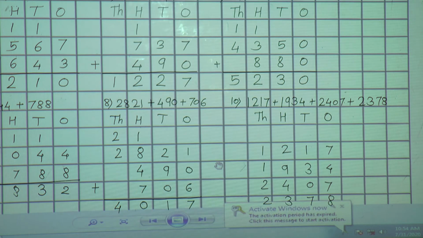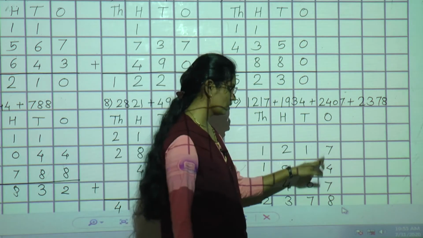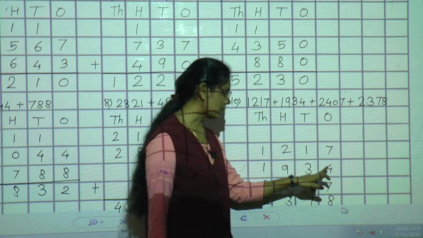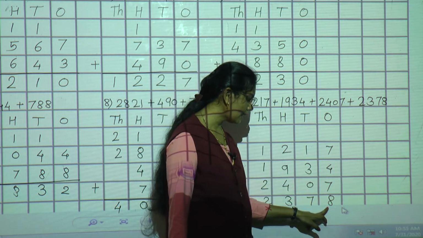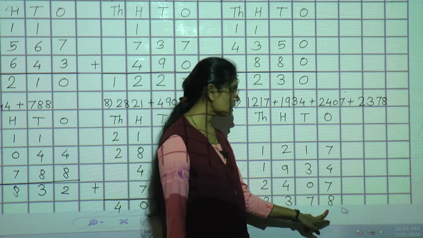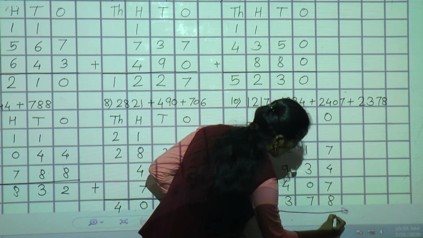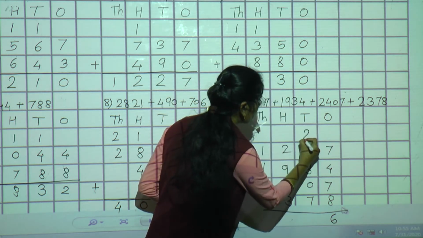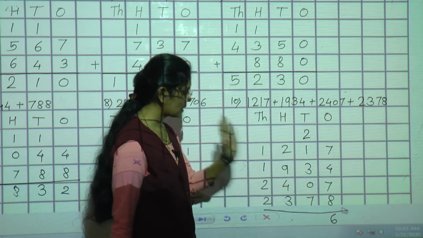Now see the ones place number. At ones place, which digits are there? 7 plus 4, 11. 11 plus 7, 18. 18 plus 8. After 18 count 8 fingers. 18 plus 8, 26. So 26 ones means 6 ones and 2 tens. So this 2 we will give as a carry to the tens place.